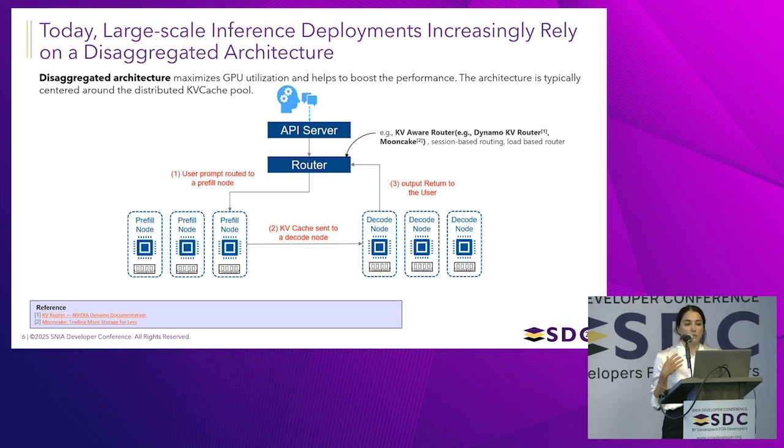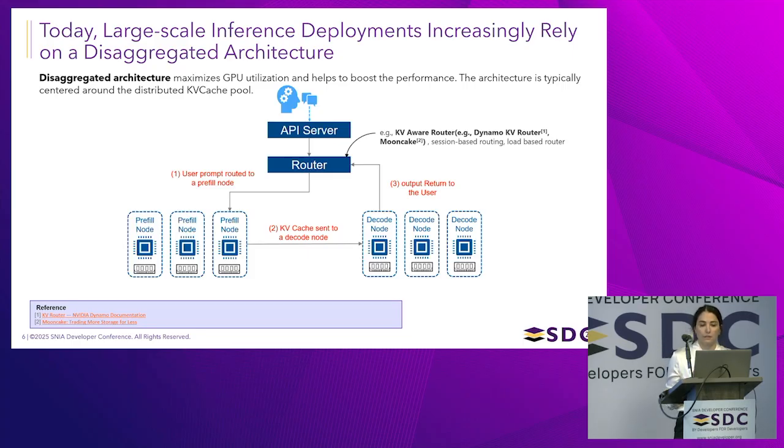So what's happening is your request hits some API server, and there's a router, and this router typically forwards your request to one of those prefill nodes or prefill GPUs. Then this node generates the KV cache, generates the first token, and passes that information to the decode node, and then the decode node creates the output and responds to the client.